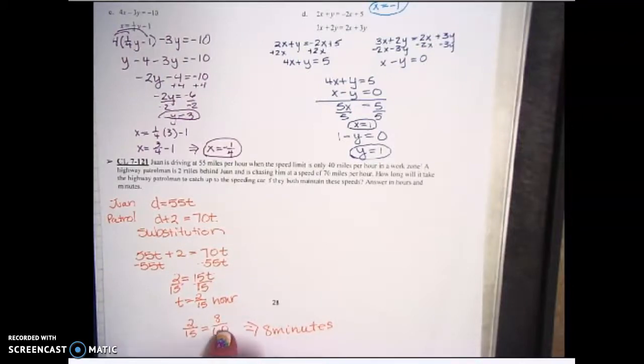Well, there's 60 minutes in an hour. So 15 goes into 60 4 times. 4 times 2 is 8. That means he caught up to him in 8 minutes.